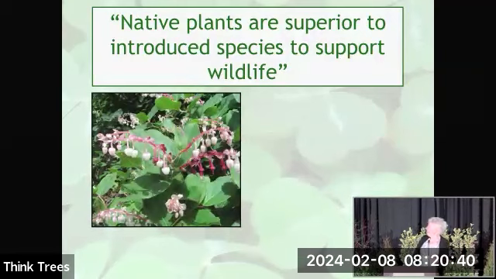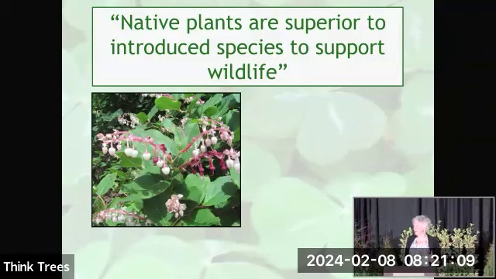So first thing, and this is what I do, if you're not familiar with me, what I tend to do is myth busting. A lot of times I will start off a topic with something in quotations, and that means it's a myth. And so the myth here is that native plants are superior to introduced species if you want to support wildlife. And this is one of our native plants. This is salal, which is a gorgeous native plant in Washington State. It's got aesthetic beauty. It's great habitat. It produces edible fruits for birds.